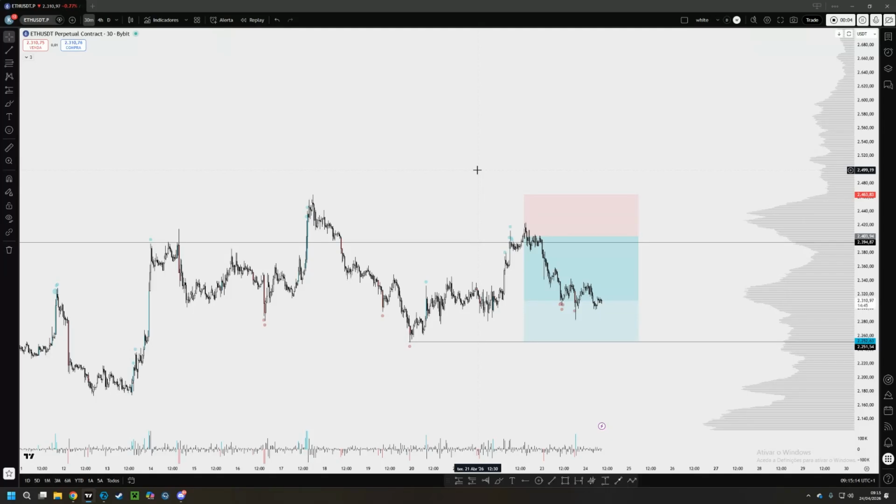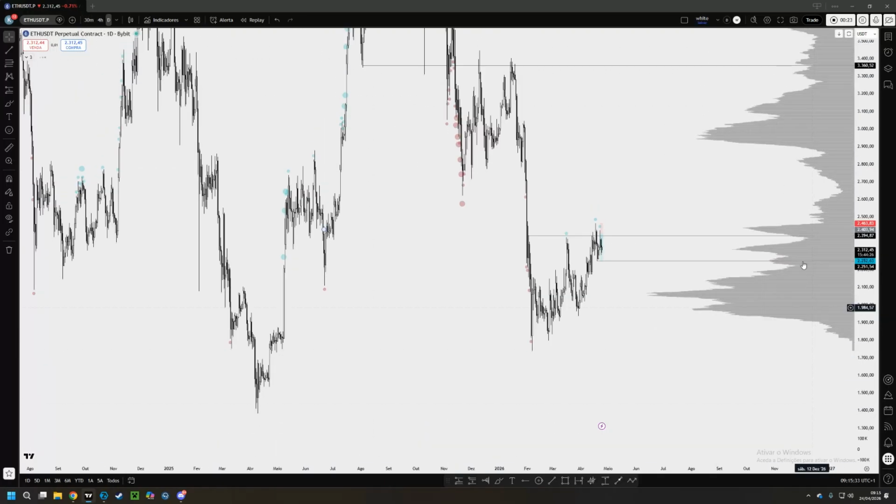I will talk about my Ethereum short setup. It was a very nice and clean trade. I'm going to talk about the reason I was looking for shorts around this area. So first things first, when I want to take any kind of trade, I always look at the bigger time frame. Okay, let me just start from the beginning.